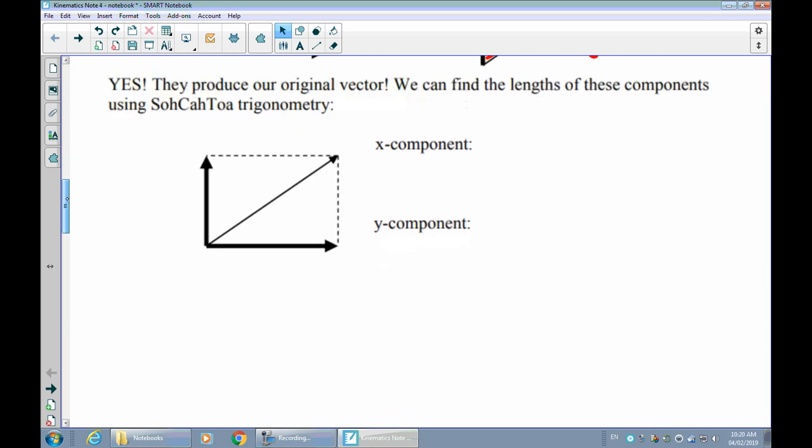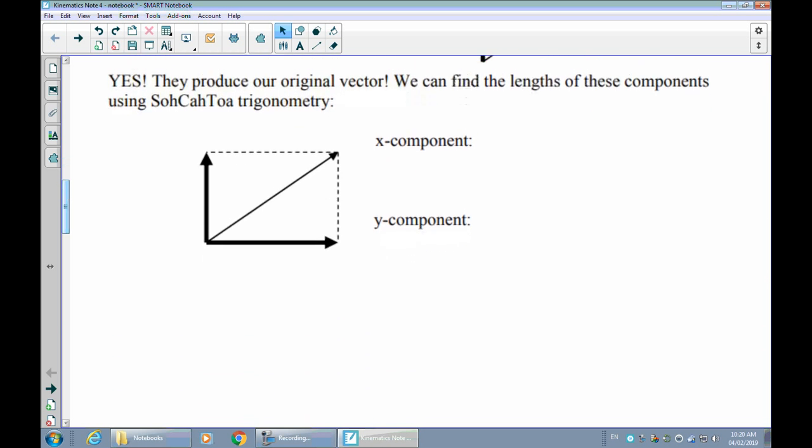We can now think about how we would actually mathematically come up with what these components should be. And because we end up drawing little triangles, just like we've been doing all along, trigonometry is going to become a big component of this. So let's think first about the x component.